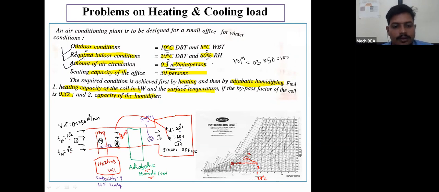Okay, now what they have asked us: find the capacity of the coil in kilowatts and the surface temperature of the coil. To find the capacity of the heating coil, I am going to use the formula: capacity of heating coil equals mass of air into enthalpy difference.